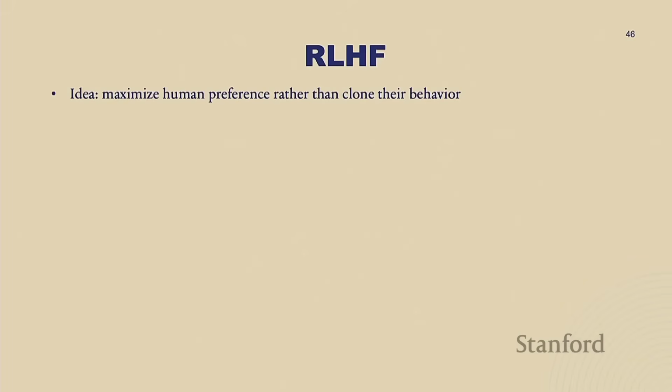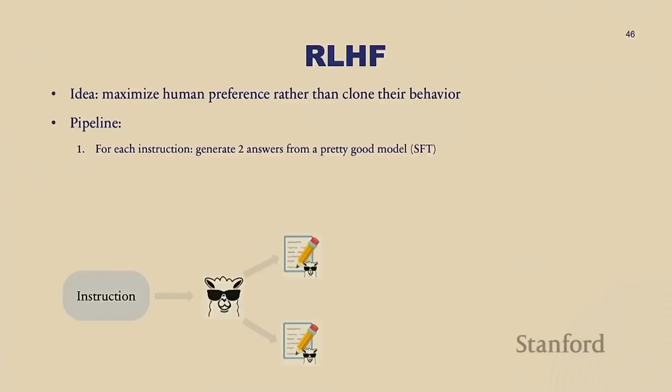The idea is that instead of cloning the behaviors of humans, we're going to maximize human preference. And the way we're going to do that, the pipeline, is that for every instruction, you ask a model to generate 2 answers. And usually you use a pretty good model, so you don't use a raw LLM here. You use an already fine-tuned LLM, the SFT one, to give pretty good answers.